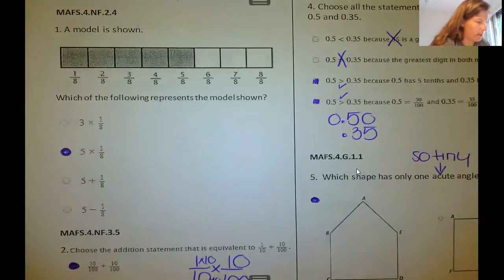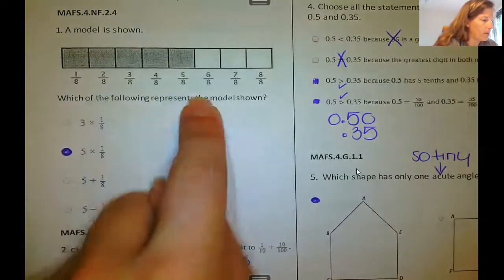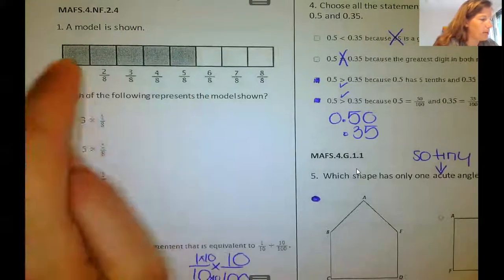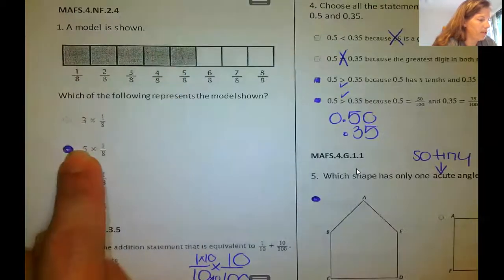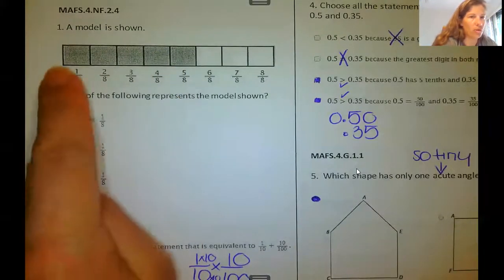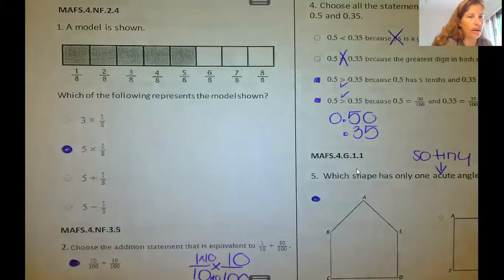For number 1 on page 18, they gave you a model. They want to know which one represents the model. So these are all 1/8. So there's 5 times 1/8 because you have 5 1/8 here.